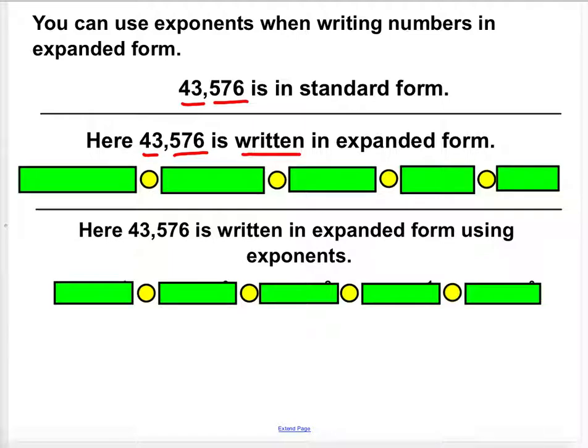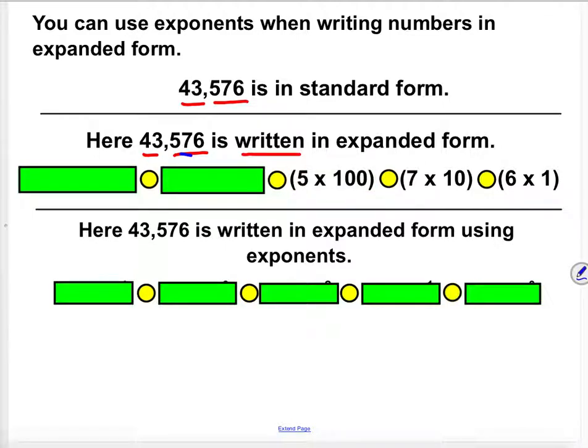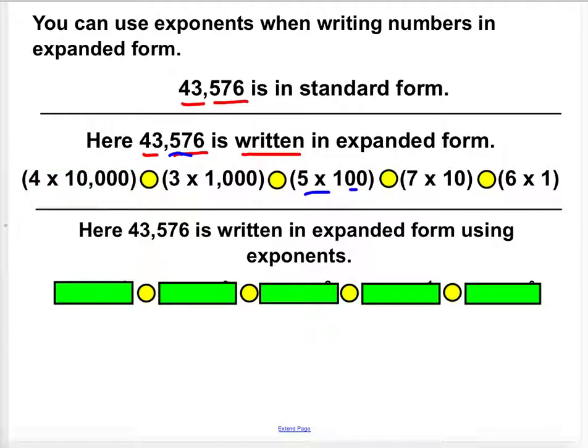Now, you learned and we discussed that expanded form can be written a couple different ways. But in fifth grade, they taught you that you start out working with the ones, and you do 6 times 1 gives you the 6 in the ones. Then you move on and you write 7 times 10 for the tens place. 7 times 10 is 70, and that's what you have in that place value. Then you go on to the hundreds, and you have 5 times 100. Then you have 3 times 1,000 in the thousands place. And the final digit, the leading digit, is 4 in the 10,000s place. So you have 4 times 10,000. Then after you do all that multiplication in parentheses, you would add those amounts together. And that's expanded form.